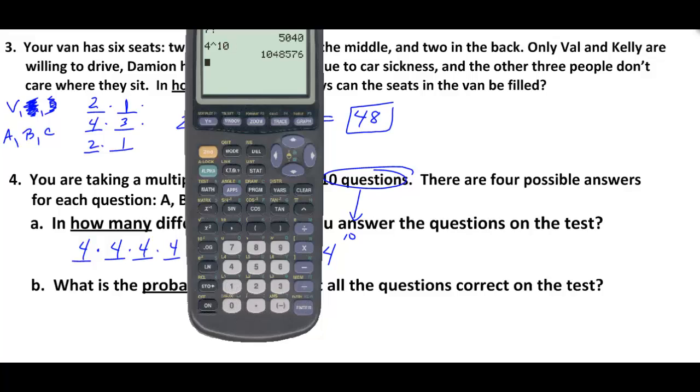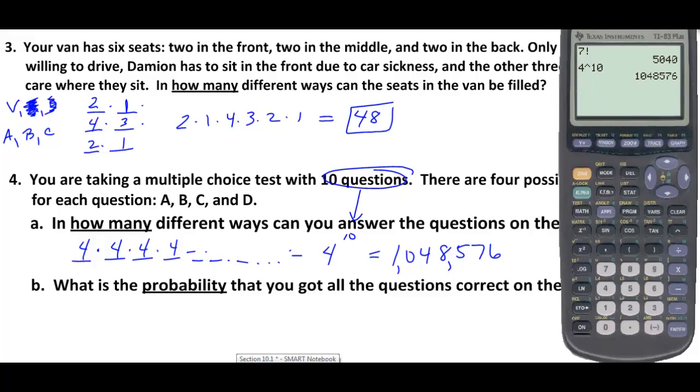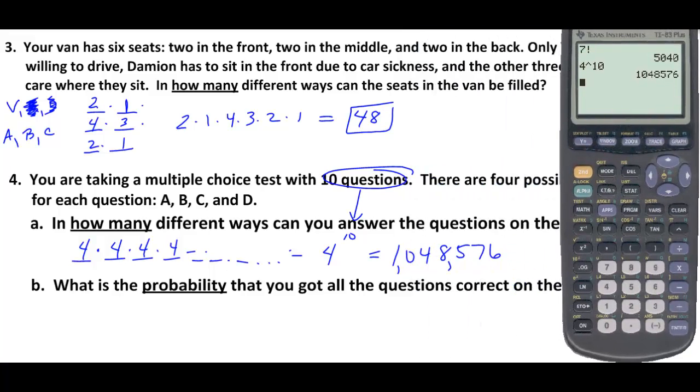And then when I write this out, I have 1,048,576 different ways. It's quite a lot. But then it says, what is the probability that you got all of the questions on the test correct? Probability, and we just spent time doing this, is going to be our fraction answer. And it's how many ways that you want out of the total.